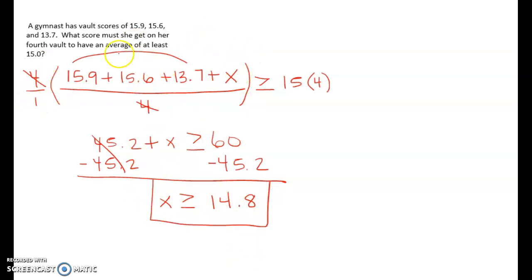So yeah, make sure to set up your average first, greater than or equal to the number, and then be careful as you're multiplying, as you're getting rid of that denominator.